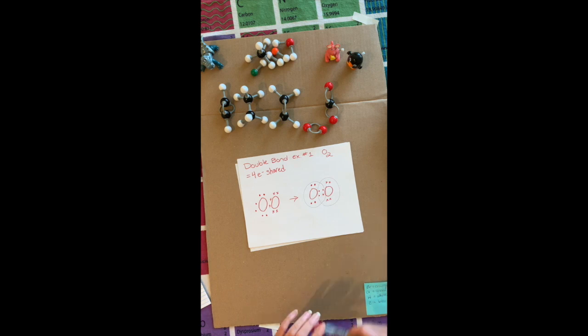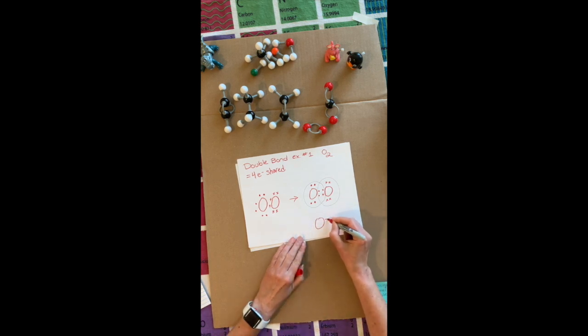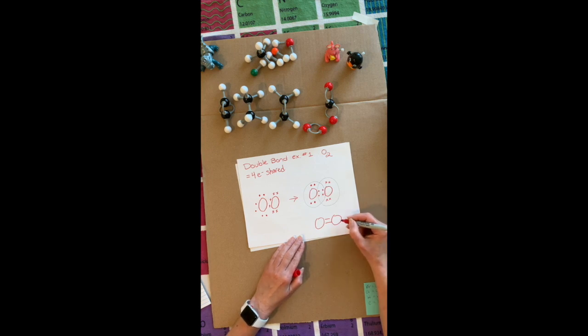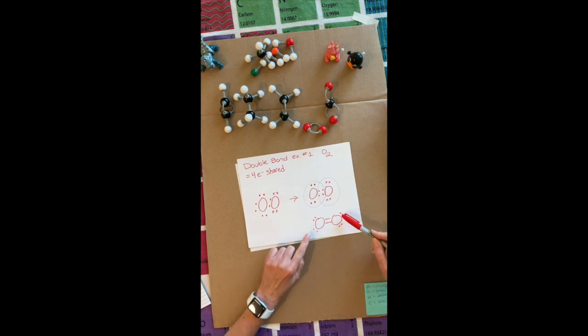Ultimately, though, the structural formula now would look like this, and it can be shown this way, but more often you're going to see those non-bonding electrons shown on the edges too.